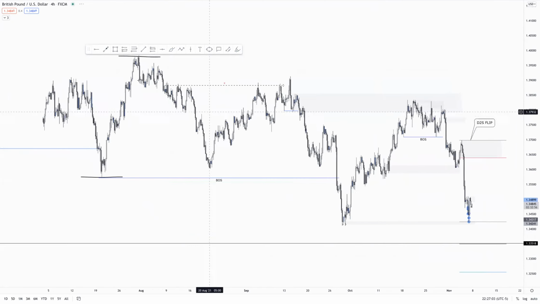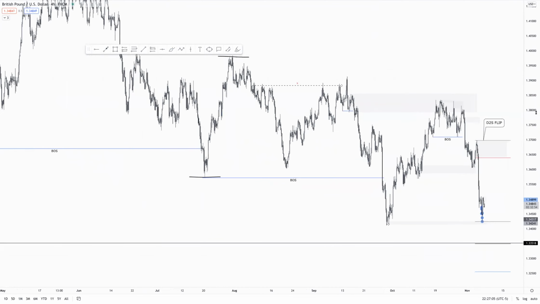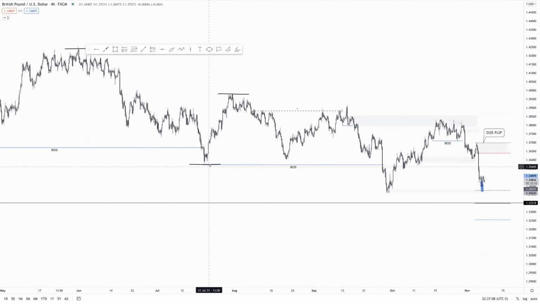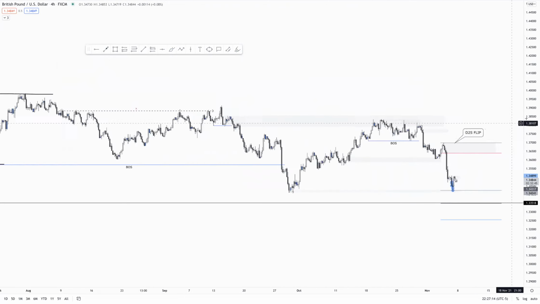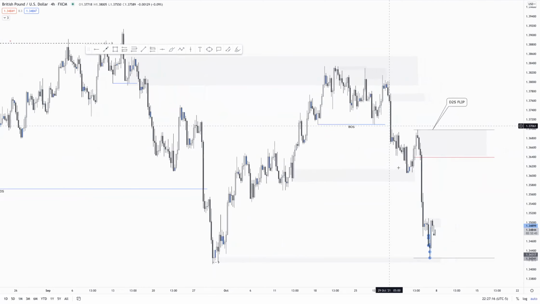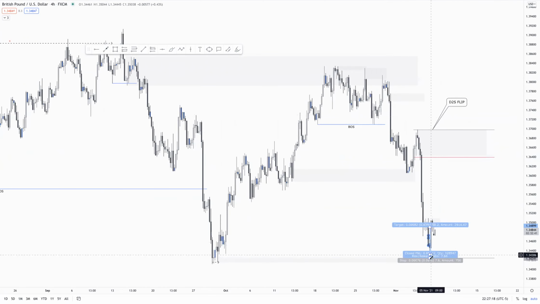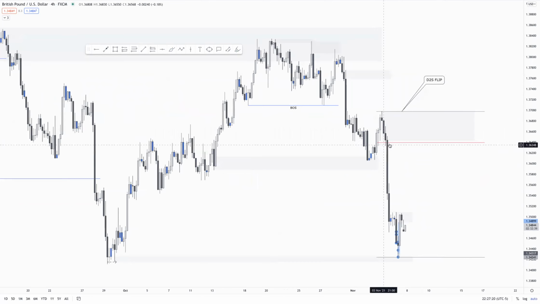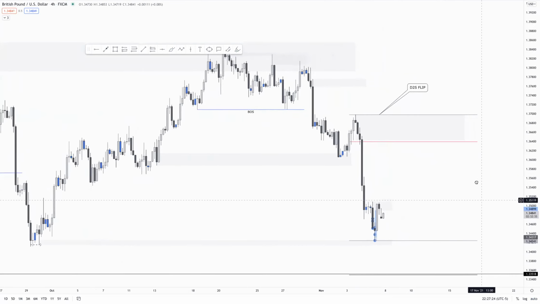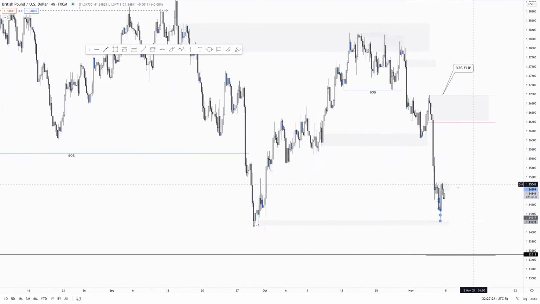Again, higher time frame structure was high, low, low. We pull back, break counter trend structure here. And then we create a lower low, lower high, lower low. Now let's see if we can get a pullback up into here this week. I do think we can.